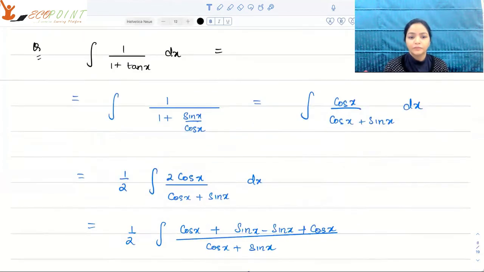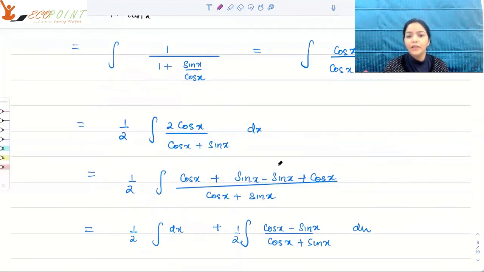Now, what I've done next is I've added and subtracted sine x. So you will have an expression cos x plus sine x minus sine x plus cos x. So you have 2 cos x. So just split cos x with plus and minus sine x. So I've added and subtracted sine x. So half integral dx plus half of integral cos x minus sine x upon cos x plus sine x dx.